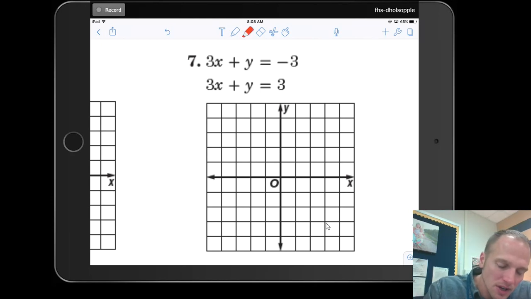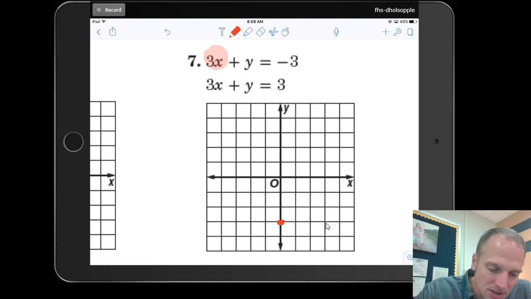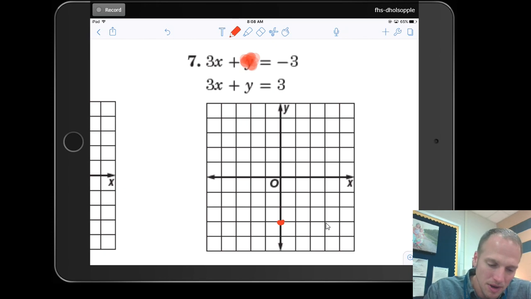So first of all, let's find our y-intercept. So I'm going to ignore the x, and I'm going to look at my y. So right there on the top, it already says y equals -3. So that's my y-intercept. Y is equal to -3. Okay, now let's ignore the y this time, and let's solve this for x. So 3x equals -3, so I have to divide by 3. -3 divided by 3, my x-intercept is going to be -1.